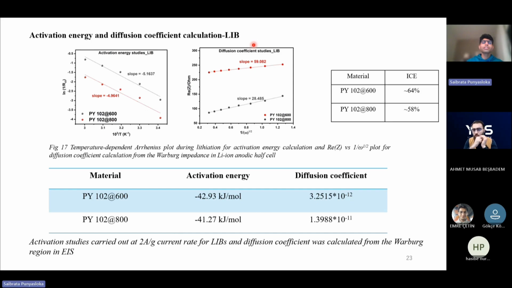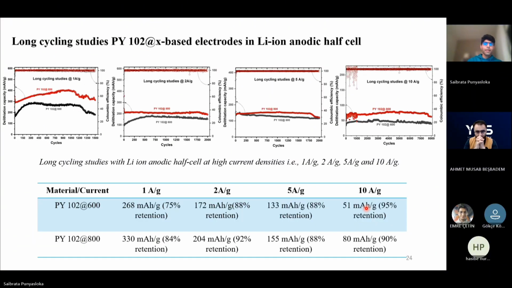The diffusion coefficient is basically the amount of diffusion that is taking place within the electrode material. If you remember, the volume and the surface area in the 800 carbon were higher, and so the diffusion process is pretty high compared to the 600 one. And when you look into the fast cycling, the 800 always gives better results because of its higher pore structure.